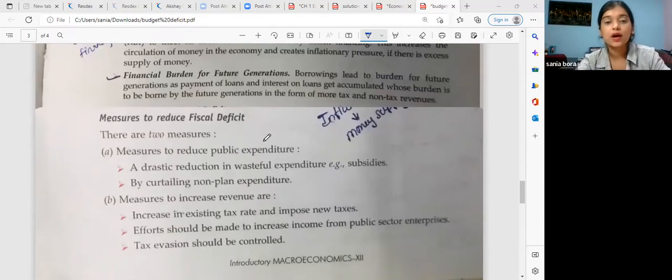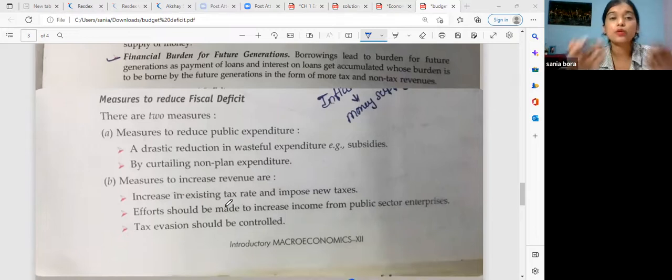So first, if you are in a problem of fiscal deficit, I'll suggest two things. First, decrease your public expenditure. Second, increase your revenue. How are you going to decrease your public expenditure? You have to stop wasting your money on subsidies and all that, and you have to stop spending your money on non-planned expenditure.